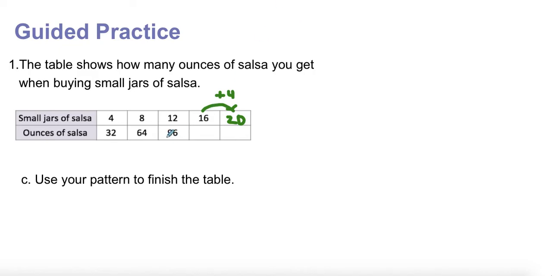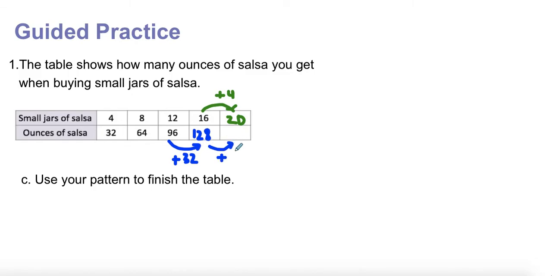On the bottom, I have my choice of what pattern I want to use. I'm going to use the pattern for ounces of salsa. So I'm going to add by 32. And I'm going to add by 32 once more.